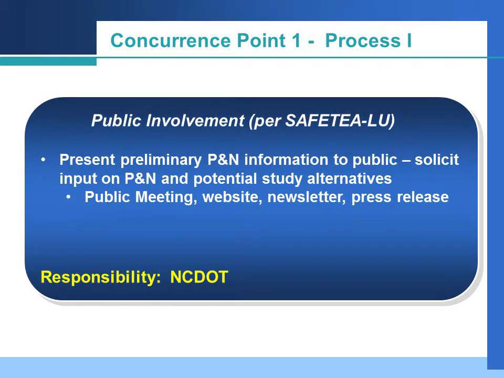For projects requiring an Environmental Impact Statement and to meet safety law requirements, NCDOT will present preliminary purpose and need information to the public to solicit input on the purpose and need and potential study alternatives. This can be in the form of a public meeting, a website, newsletter, and/or press release. The responsibility for conducting public involvement is NCDOT.